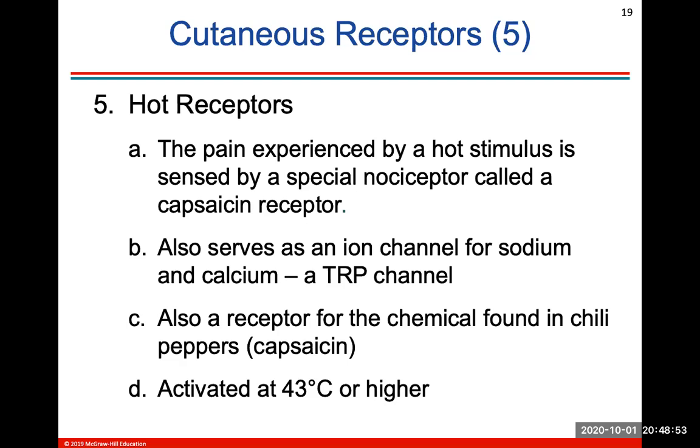And for hot receptors, the pain experienced by a hot stimulus is sensed by a special nociceptor called a capsaicin receptor, and it's activated at 43 degrees Celsius or higher.